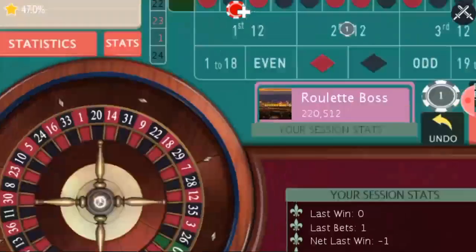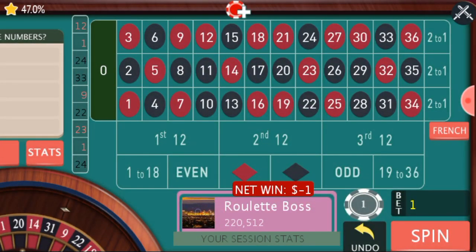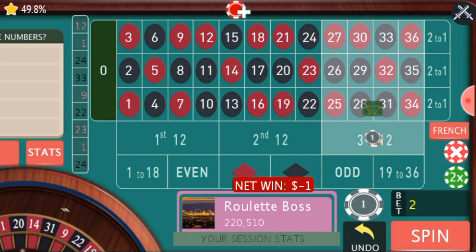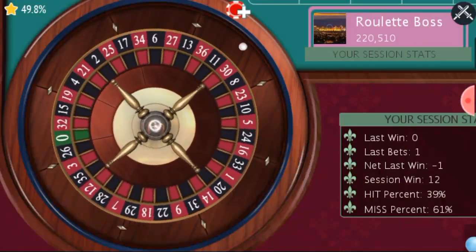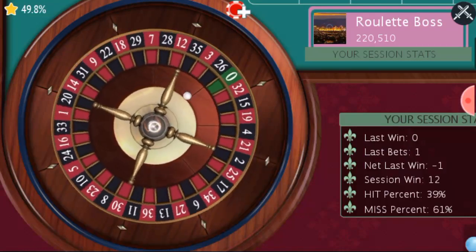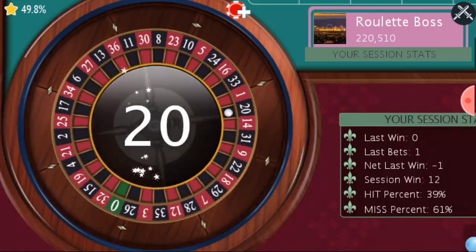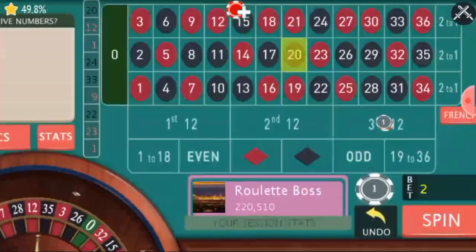Okay, so I'm having a little bit of a losing streak here. Let's hope it continues so I can show you exactly how the progression works. So this is spin number 1. I lost on spin number 3, so I increased my bets by 1 unit. I restarted the count. That was spin number 1.